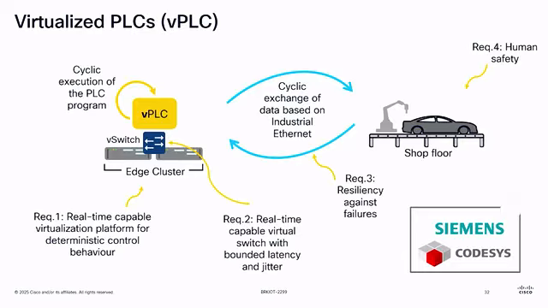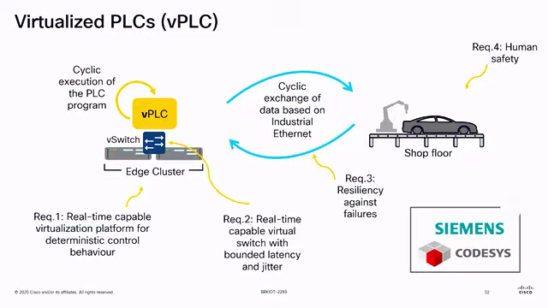What we're doing now is virtualizing. This is just an example, but it's a really cool example and a very challenging one. That's why I'm talking about this today: PLCs on a hypervisor. There are different requirements that you have to fulfill when you want to do something like that. First of all, you require a real-time capable virtualization platform, and this has to be deterministic.